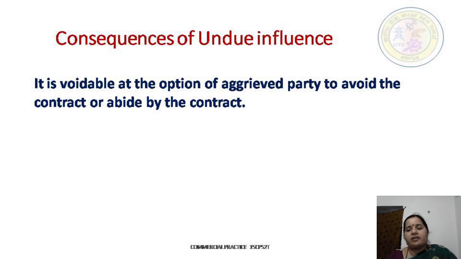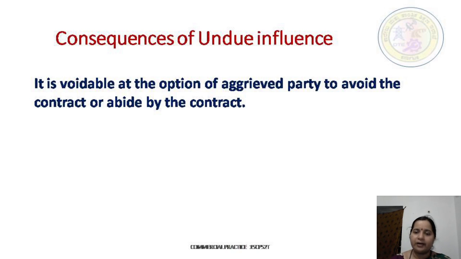So, consequences of undue influence. What is the effect if undue influence is present? Again, like coercion, it is voidable. It is voidable at the option of the aggrieved party. It is left to the aggrieved party's option. Like coercion, it is voidable at the option of the aggrieved party. He can avoid the contract or he can abide by the contract.